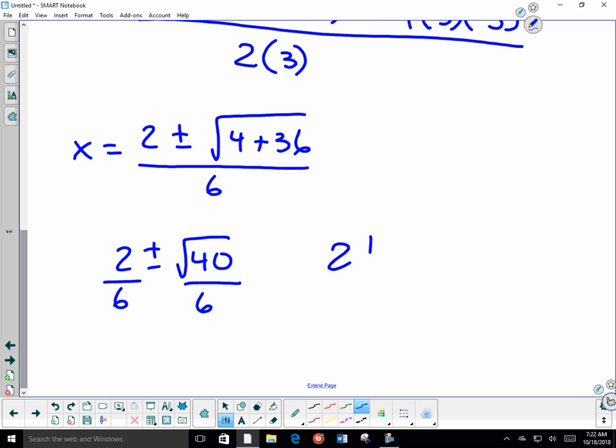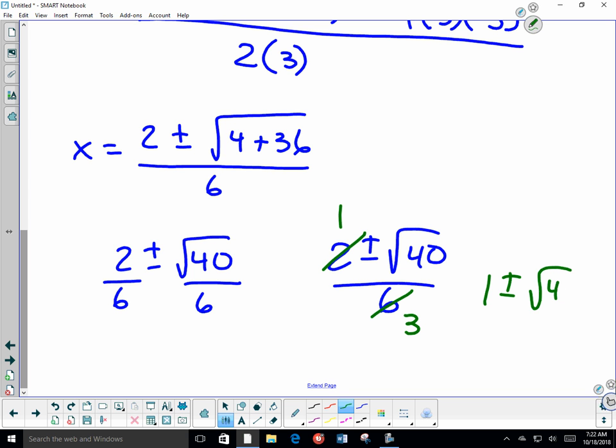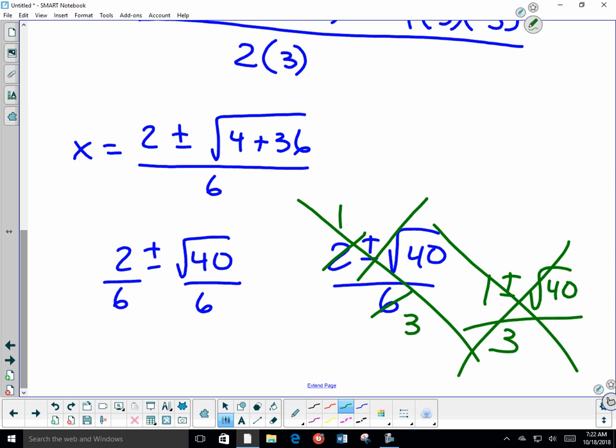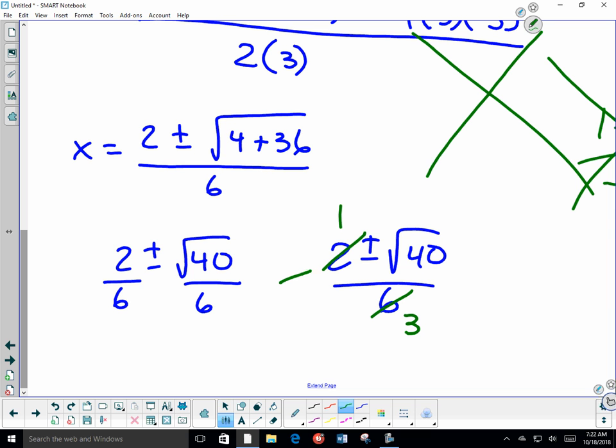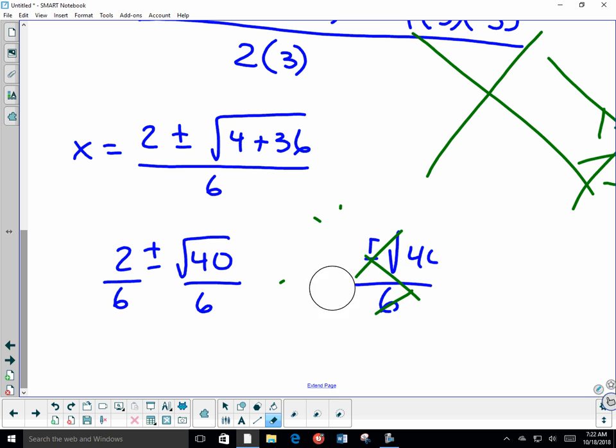And if I had left it 2 plus or minus square root of 40 over 6, and I say, oh, I'm going to divide out this 2 with this 6 and write 1 plus or minus square root of 40 over 3, that is wrong. You cannot do that. Do you remember why you can't do that? You can't do that because here we would be dividing out a term. 2 would be a term here. So that's no good. All right, so let's get rid of that. We don't want to do that.